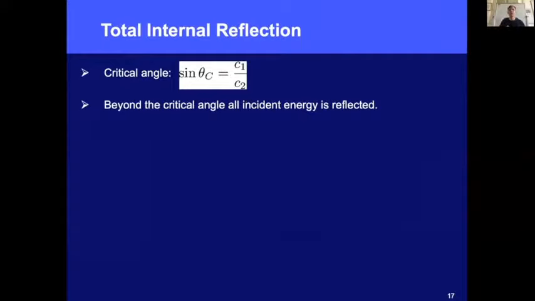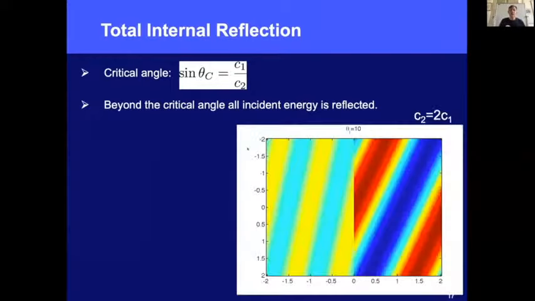It all comes back in that reflected wave that returns back to you. All right, and so here's a little movie that just shows an example of incident and reflected waves as we go through different angles beyond the critical angle. So here's the incident wave coming in here. This is for an incident angle of 10 degrees.